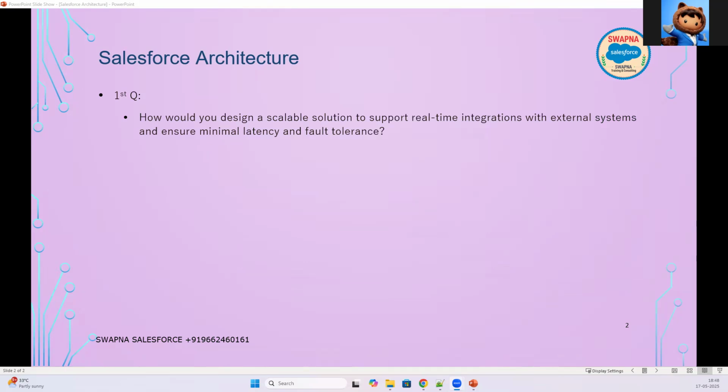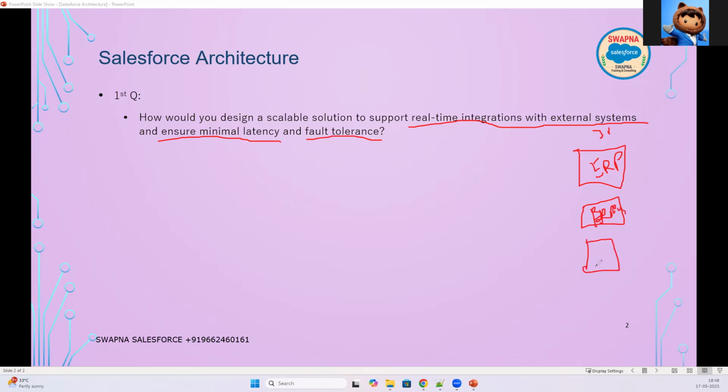How would you design a scalable solution to support real-time integrations with external systems and ensure minimum latency and fault tolerance? Let's say that I have a third-party system, which is an ERP system. This is the ERP. And also we have a SAP or Heroku system. And then we have a billing system. And we have different third-party API systems. Now, how do you design your solution?